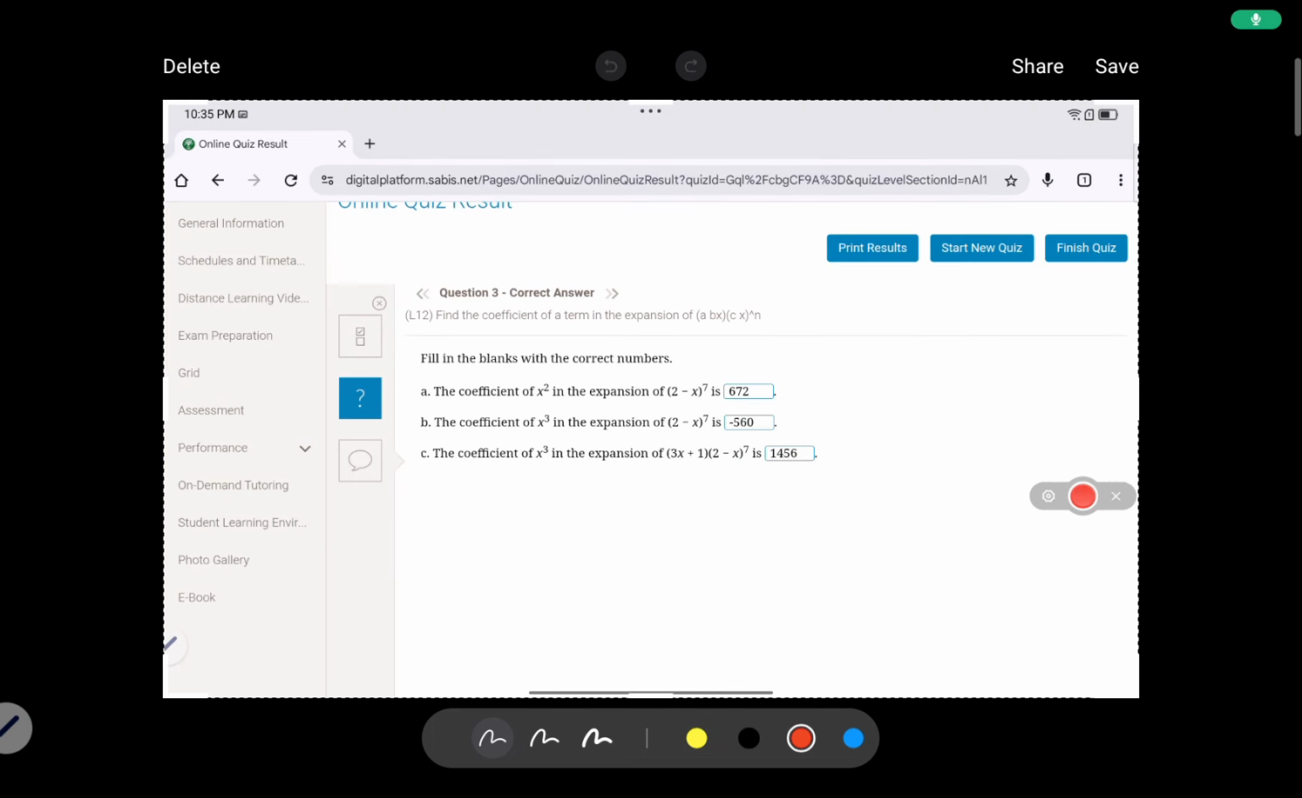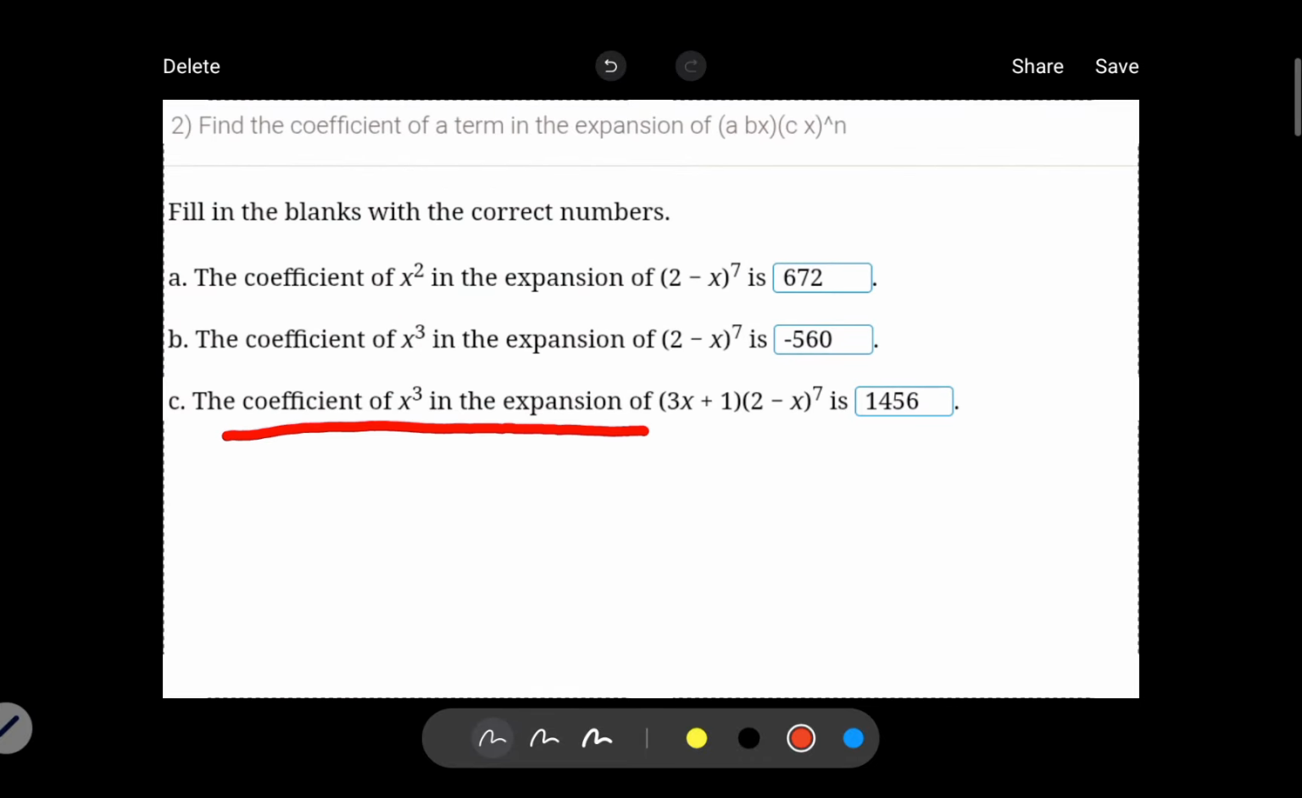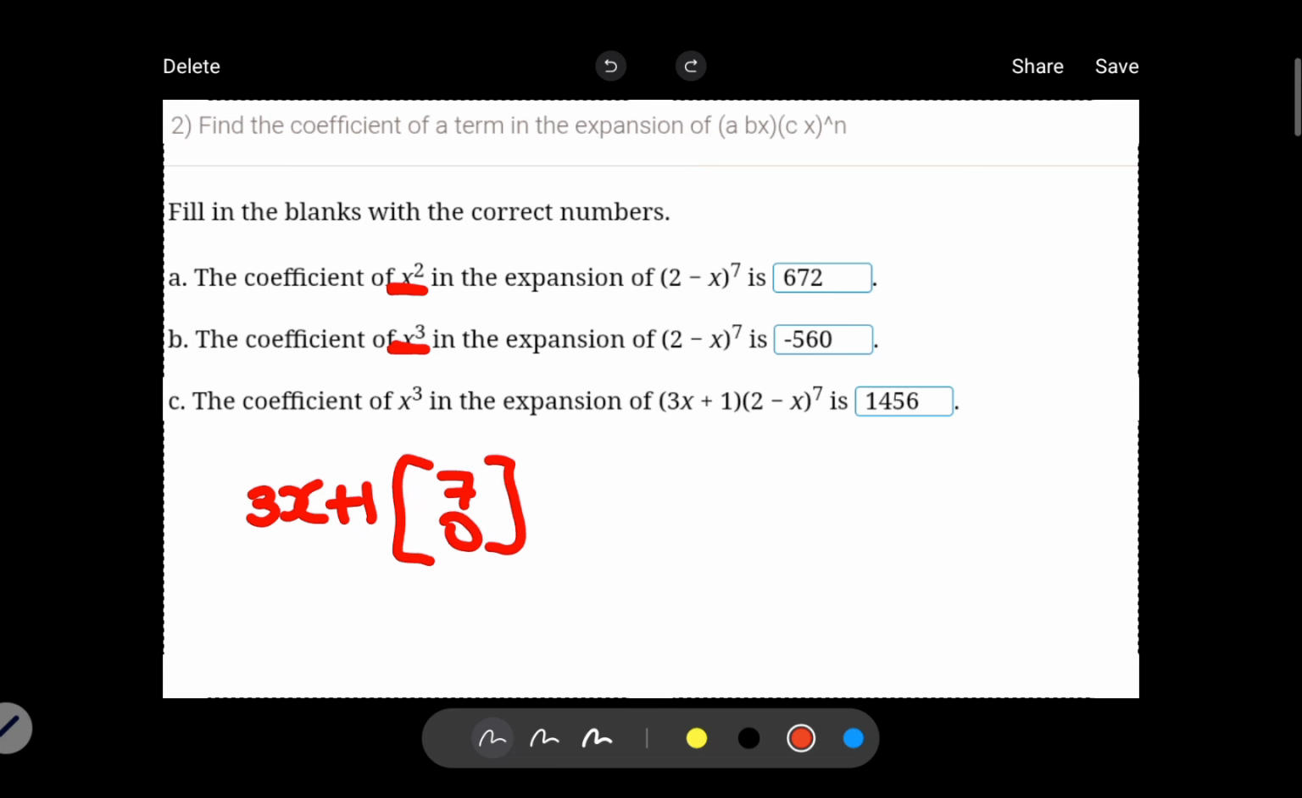For this one they want the coefficient of x to the power of 3 in the expansion of this. So notice how here we don't have a power. We're just going to keep it outside. So we already have the one for x to the power of 2 and x to the power of 3. So we open this, 7, 0, and 2, 7 minus 0 is 7. Negative x will be the same as this one.